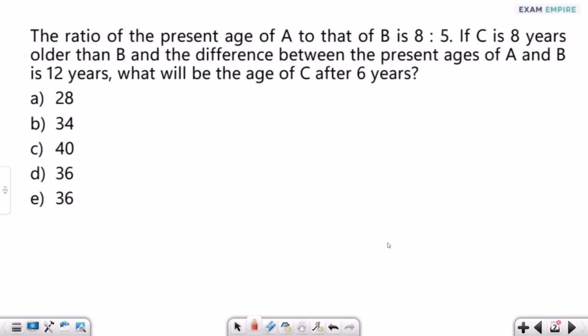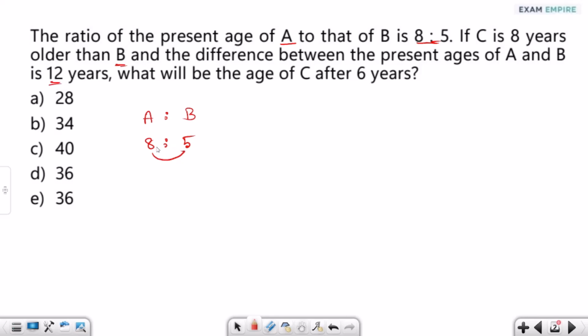Okay, so what is the first question here? The ratio of ages of A to that of B is 8 is to 5. If C is 8 years older than B and the difference between the ages of A and B is 12 years. So what is the difference between A and B? It is like 12 years.